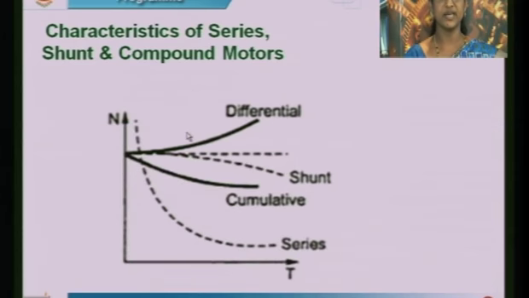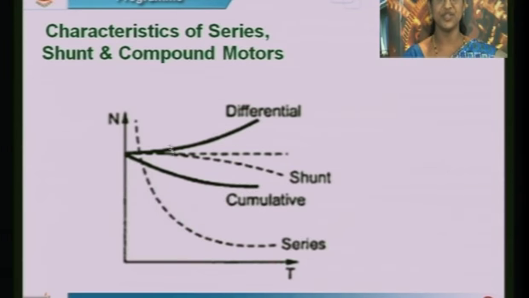Next, you see the mechanical characteristic, that is speed versus torque or torque versus speed. Now also compare the series characteristic and shunt characteristic, and compare these two with differential and cumulative. This is how we get the speed versus torque characteristic in case of DC series motor, and this is the characteristic in case of DC shunt motor. The flux produced in the series field winding and shunt field winding are both in the same direction in case of cumulatively compound motor. That is why we are getting the characteristic like this.